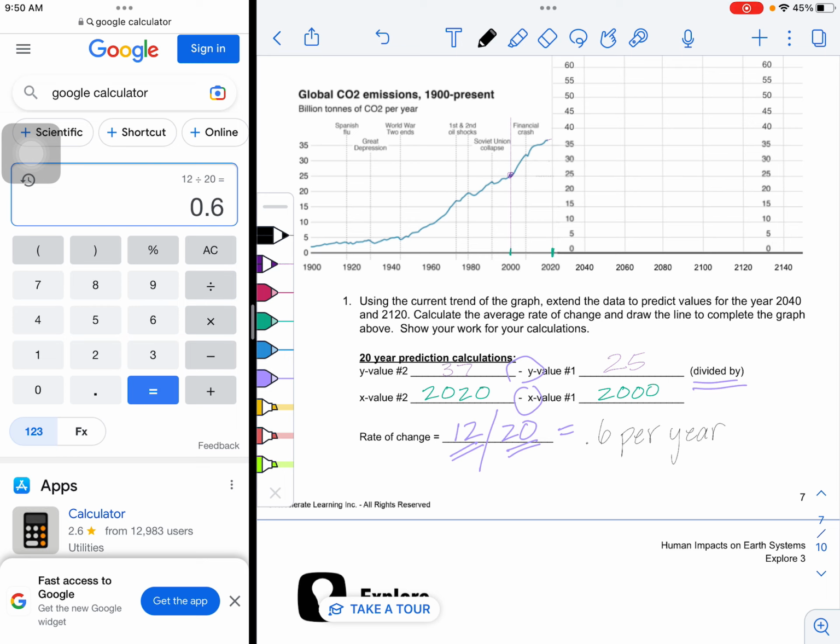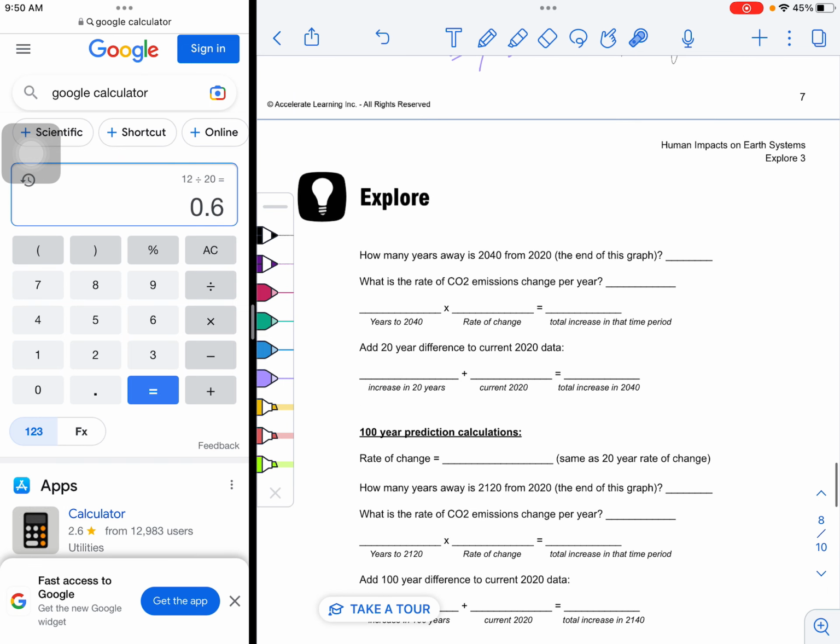So I took 2 points on my graph. I took 2000 and 2020, and I looked at how much it changed in that 20-year span and used that change to calculate my per year change. So 0.6 of a billion tons per year. So I'm using that down here.